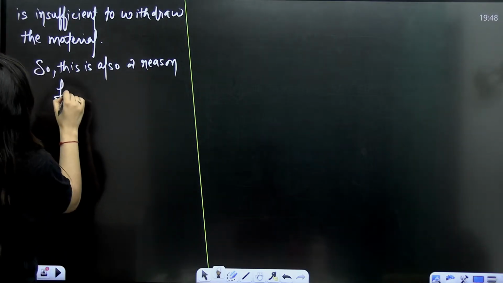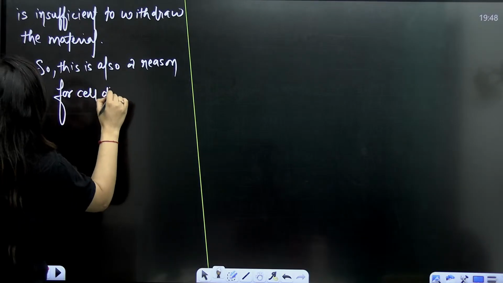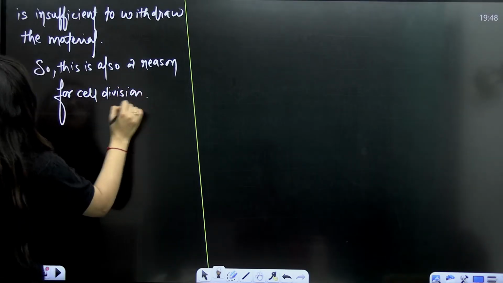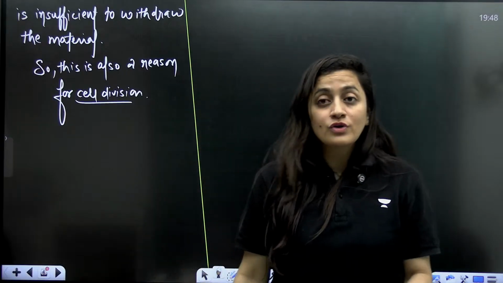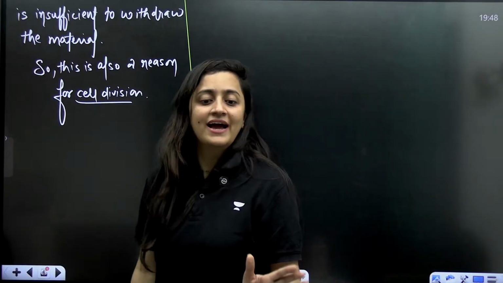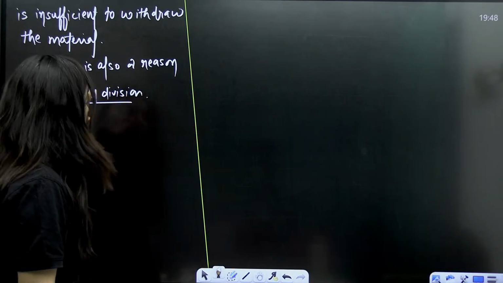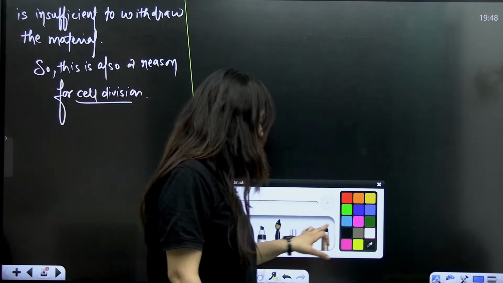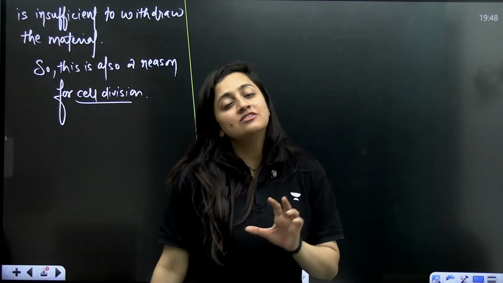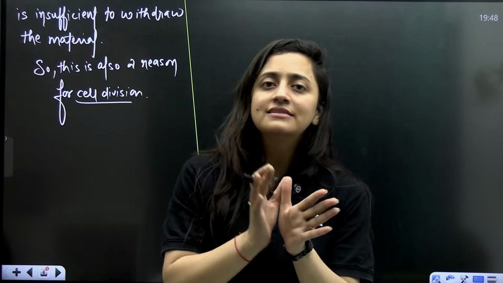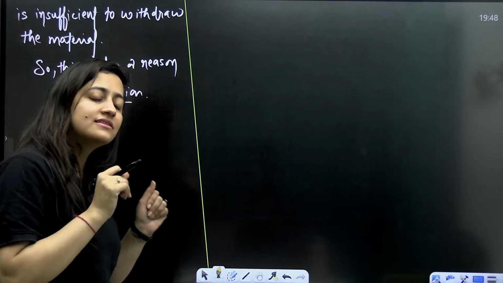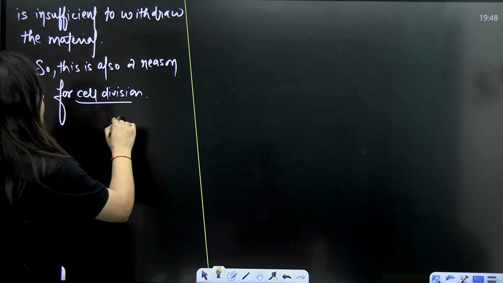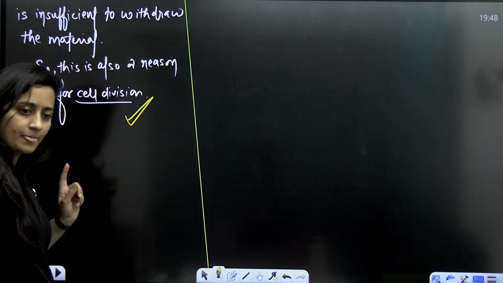Are you getting my point? You are right that for healing, for growth, for this and that, cell division is required. That is absolutely fine, there is no doubt in that. But actually, this is the reason. When there is a disturbance in the nuclear to cytoplasmic ratio, when there is a disturbance in the surface to volume ratio, then it is a sign that the cell needs to divide. This is something that you have to keep in your mind, guys.